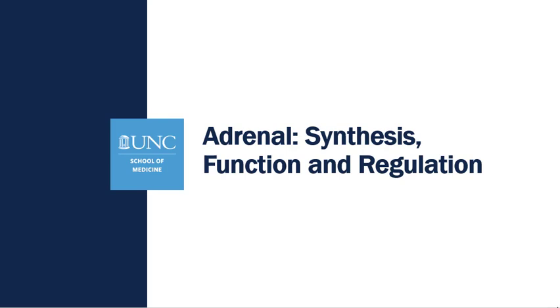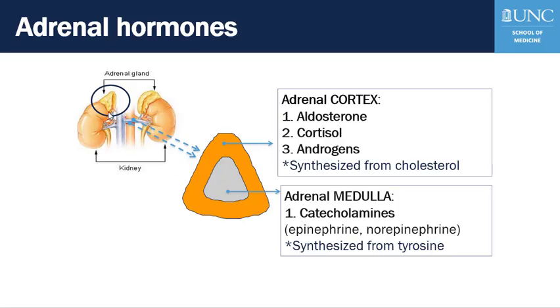First, we'll discuss normal synthesis, function, and regulation of adrenal gland hormones. The adrenal glands are located on top of the kidneys but are completely distinct organs from the kidneys. Each adrenal gland is composed of an outer layer or a cortex and an inner layer or a medulla.